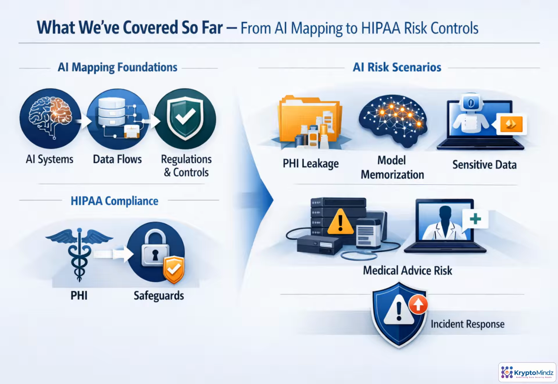We've already built the map: AI systems, data flows, PHI touchpoints, and the HIPAA safeguards that apply. Now we'll use that map to evaluate common AI risk scenarios, including prompt leakage, memorization, sensitive training data, and medical advice, before moving into incident response and breach notification.